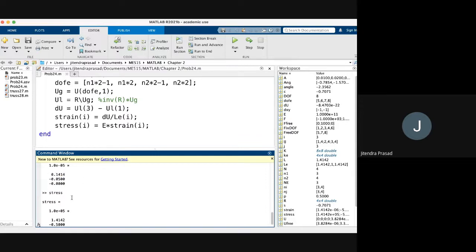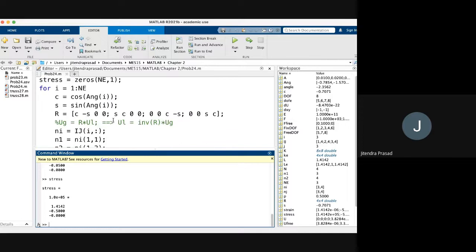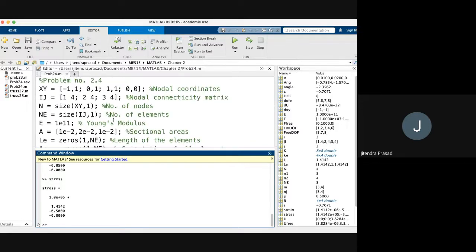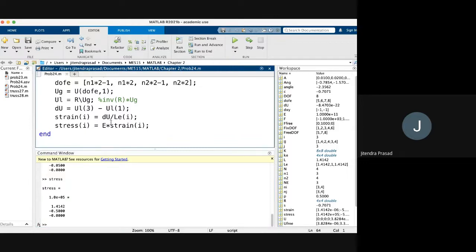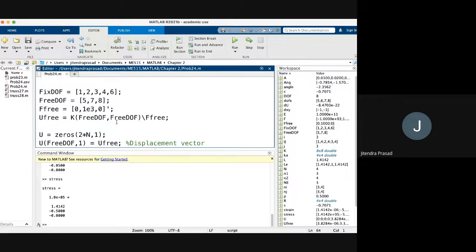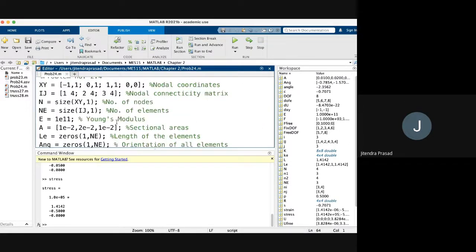And stress, as you know, you multiply the strain with the Young's modulus, E, and you get the stress value. So you have calculated everything, and there is a different way of doing the same thing. If you wanted, you could have written it a different way.